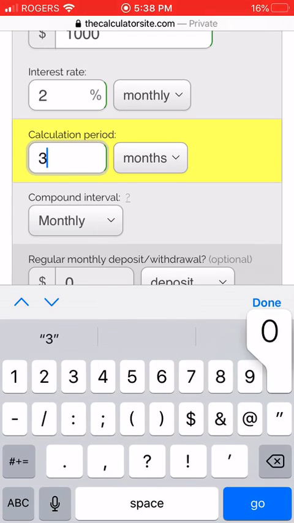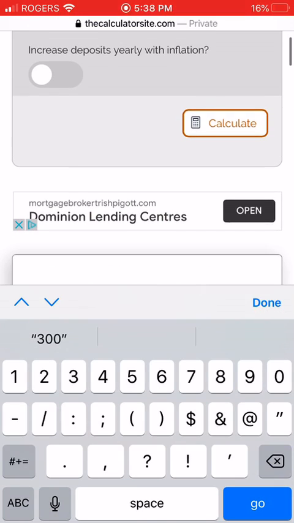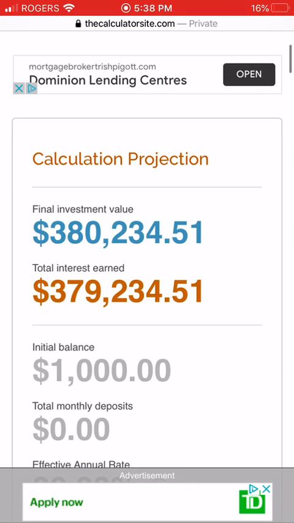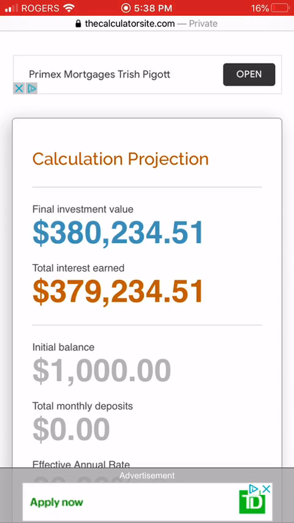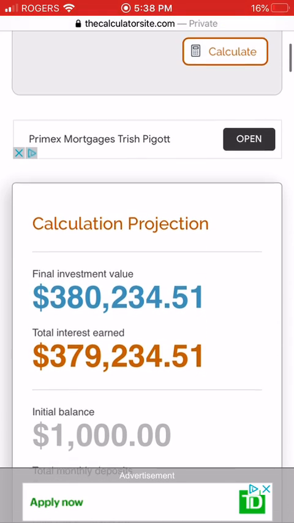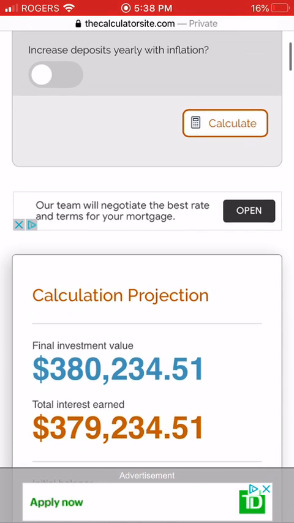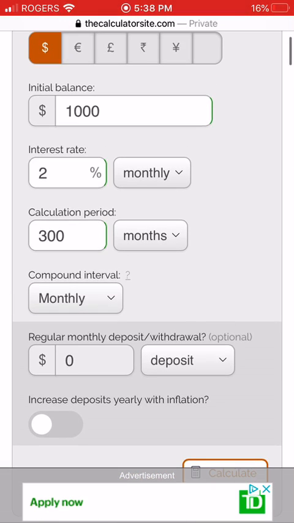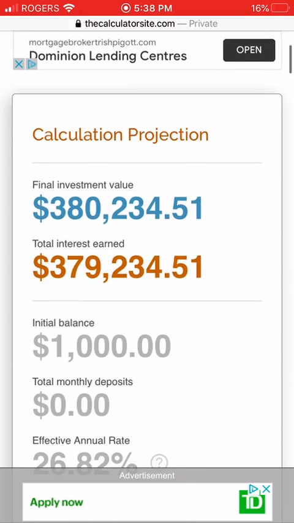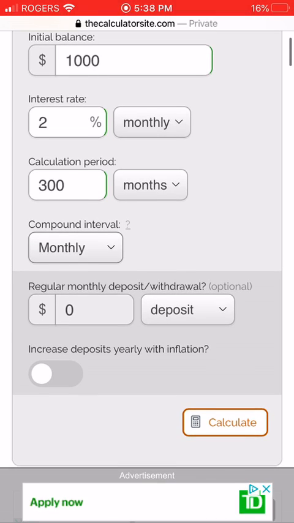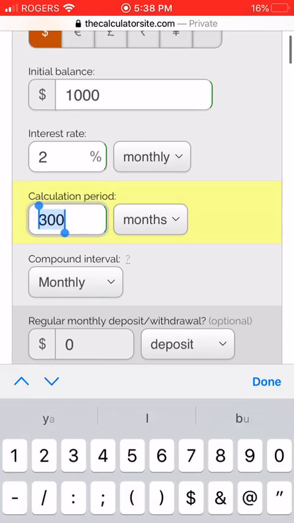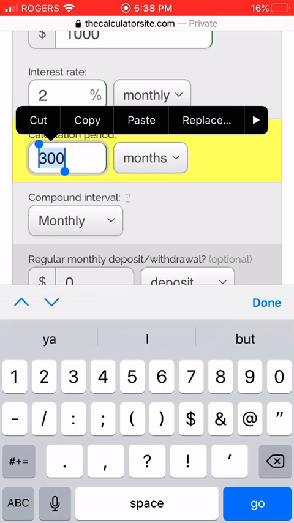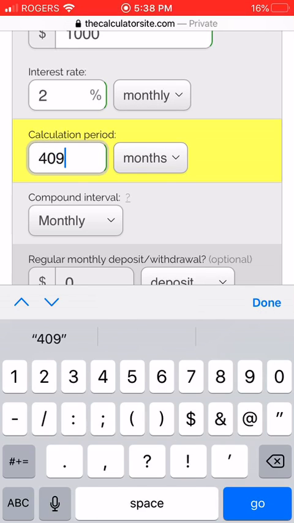So all right, 300, okay? That's just a taste. In 300 days, $380,000. Woo. $379,234 earned. So if you get 2% every day you trade, you're going to get massively wealthy. Okay, so 300. Now calculation period, let's say 400.